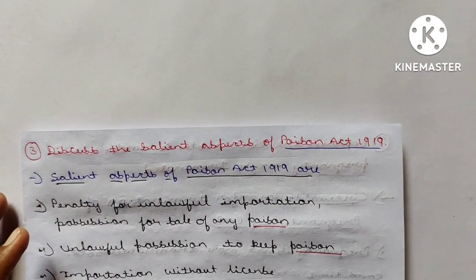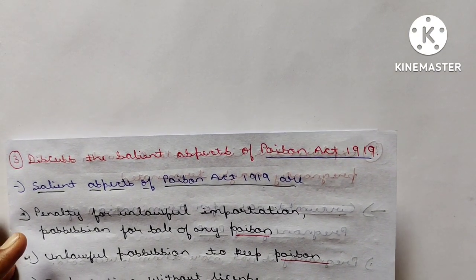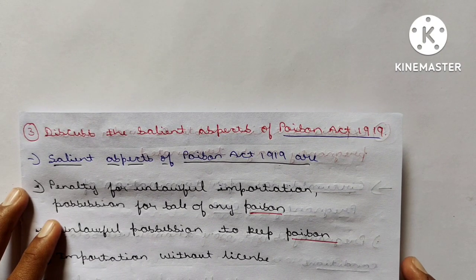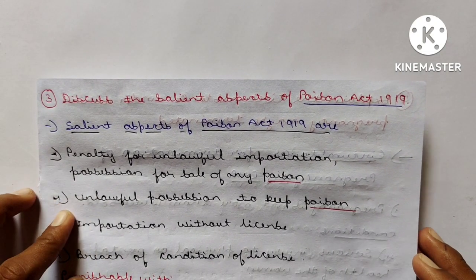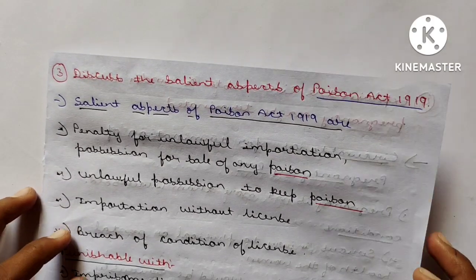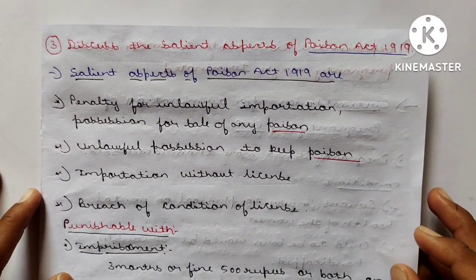Discuss the salient aspects of the Poison Act 1919. See, penalty for unlawful import, possession for sale of any poison, unlawful possession to keep poison, importation without license, breach of conditions, meaning conditions of the license.